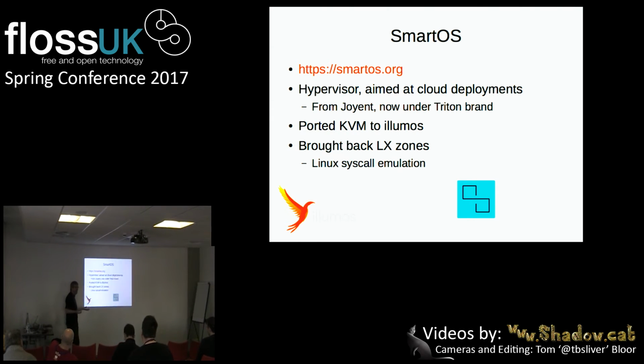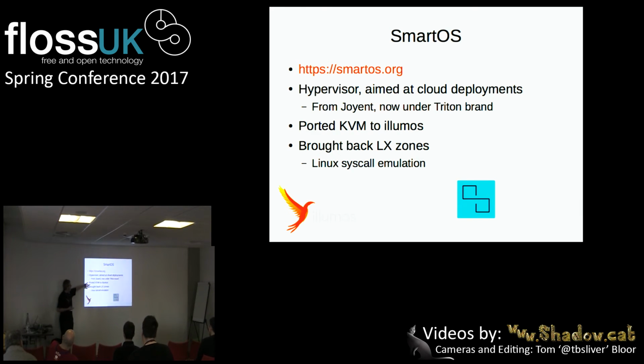So you can actually run a Linux application on Illumos natively. The way this is done, it uses the zones virtualization framework. So you're actually running a virtual Linux system in a zone. That is not yet in Illumos proper.